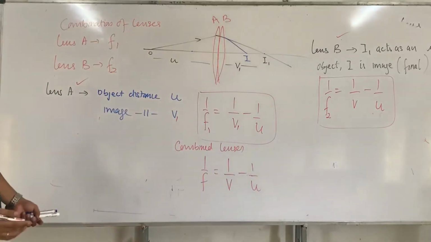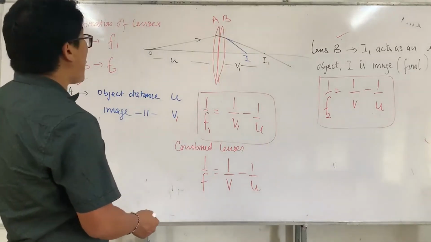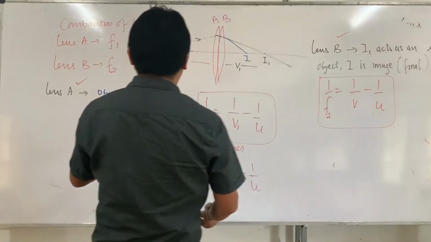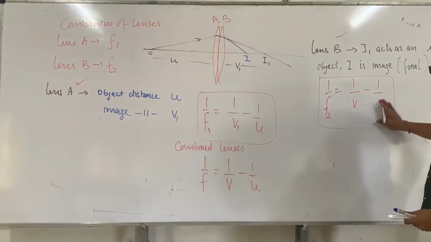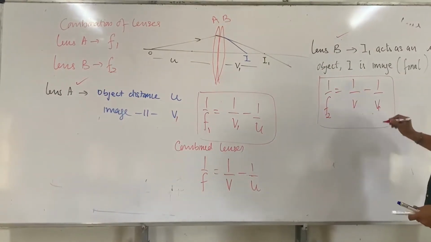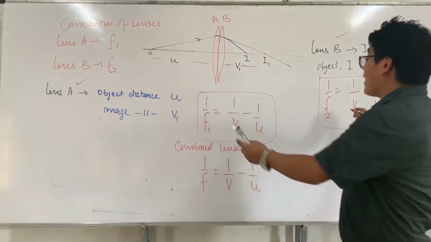Alright, this is what we have. And then what I'm going to do here is combine these two. This is going to be not U, this is going to be V1. So how to get this? Very simple. I combine these two.